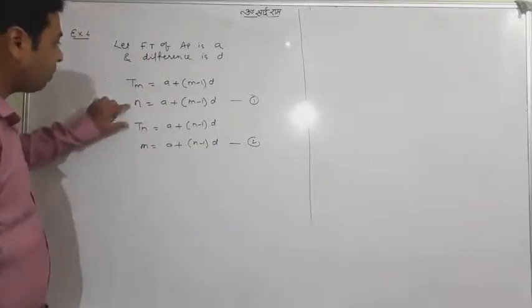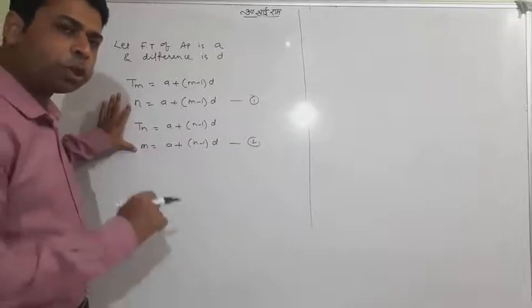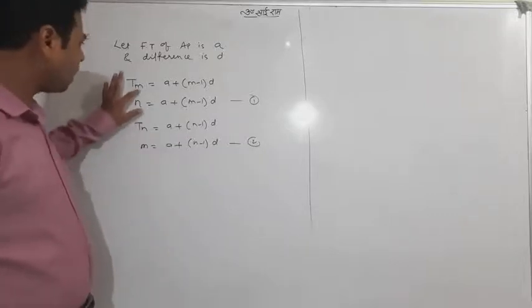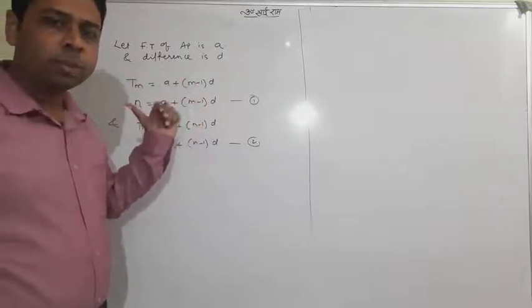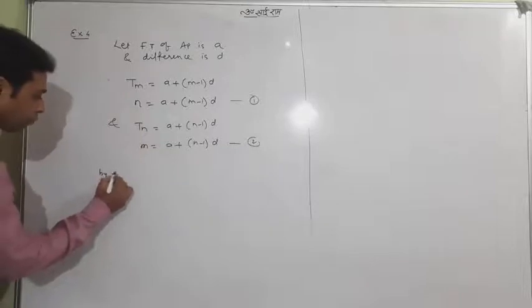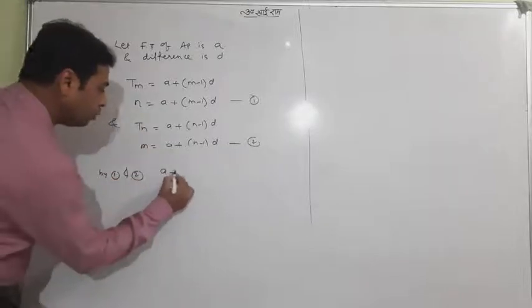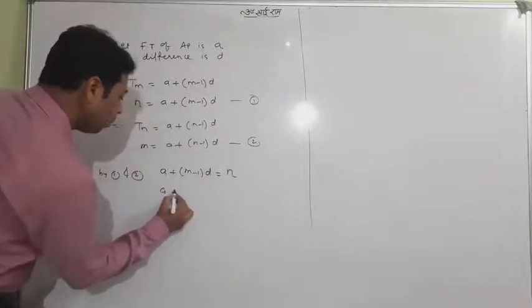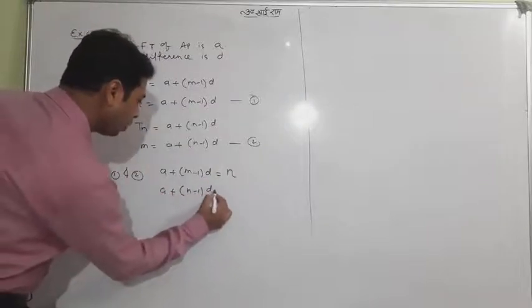Now students, we have two equations. We did a similar question in class 10. That time I think it was a simple numerical question. This time it's symbolic. So I'll deal with 1 and 2. Equation 1: A plus (m minus 1) into D equals n. Equation 2: A plus (n minus 1) into D equals m.